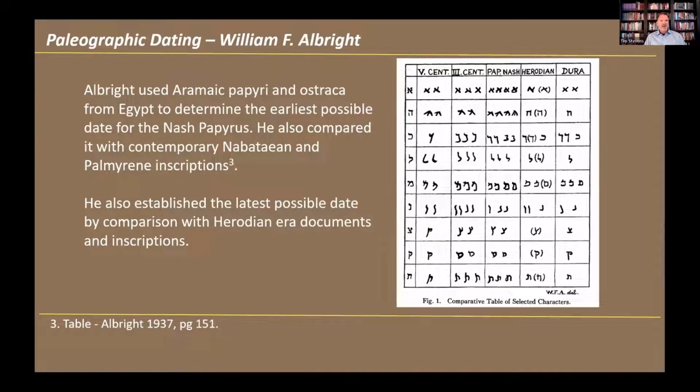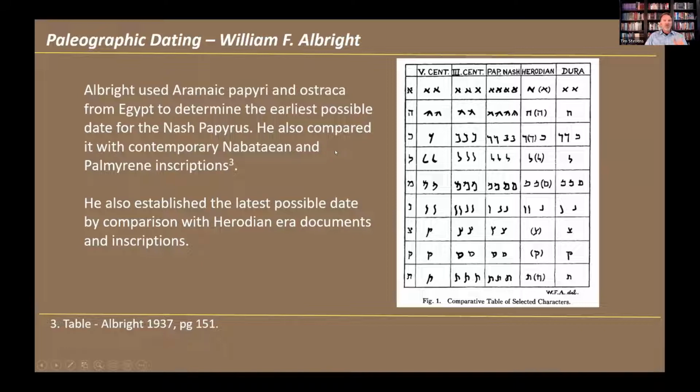Now, Albright used Aramaic papyri and ostraca from Egypt to determine the earliest possible date for the Nash papyrus. And you can kind of see here in these first two columns, these are some of the pieces of data that he had. And this comes from one of his writings from 1937.